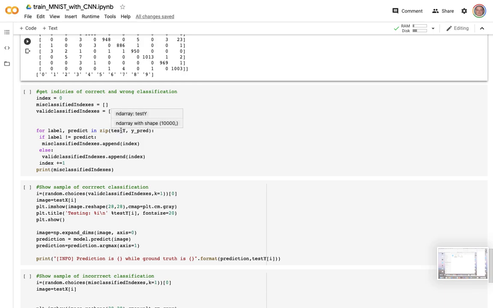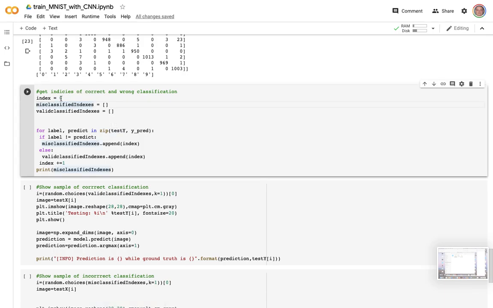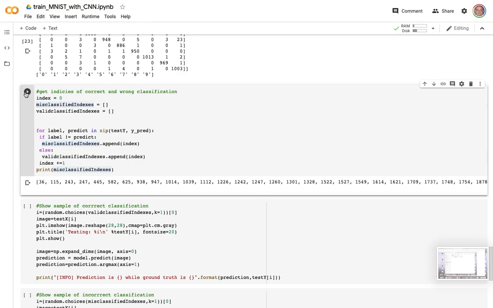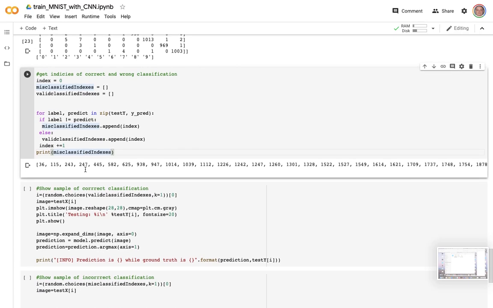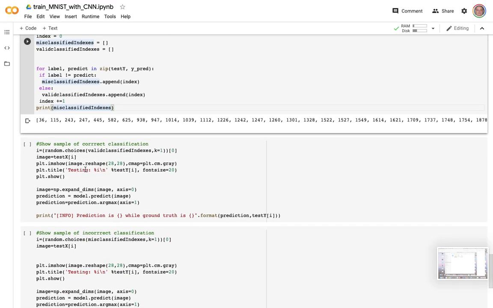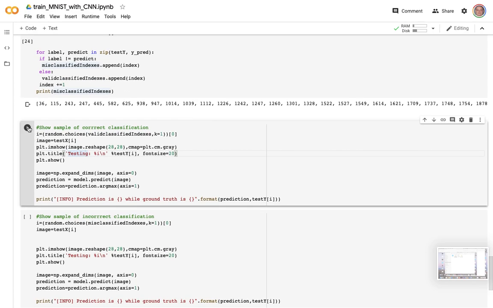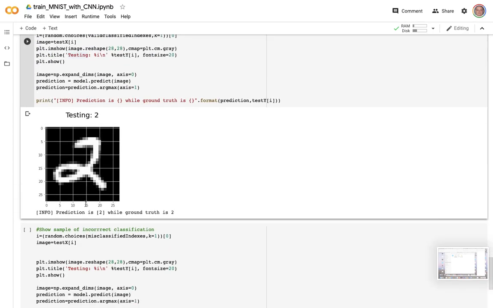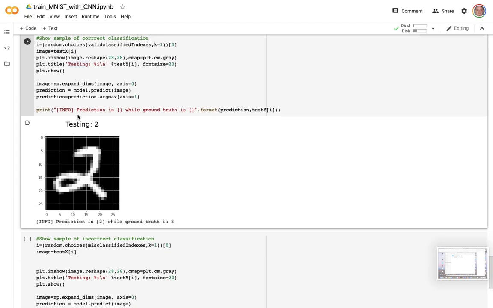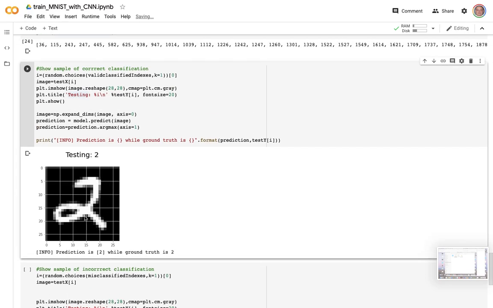And just to explore more, we will get the indices of correct and wrong classification. This will print the misclassified indexes, the inputs that were not correctly classified, and then we can show some samples of the correct classification. So this was 2, and the prediction was 2, and the ground truth is 2. So this one is correct. It's actually a very difficult 2.